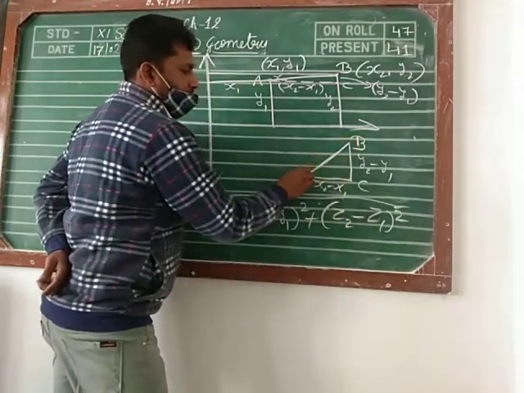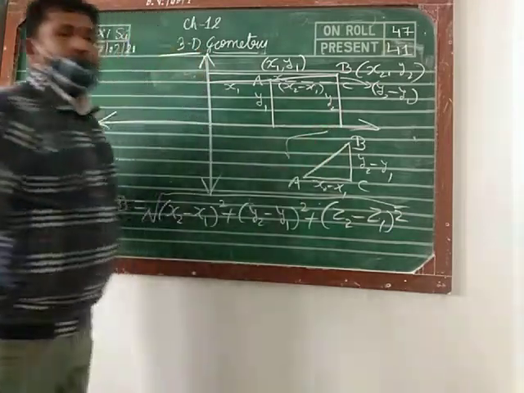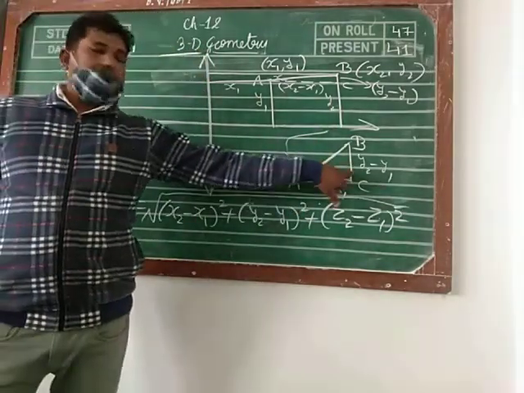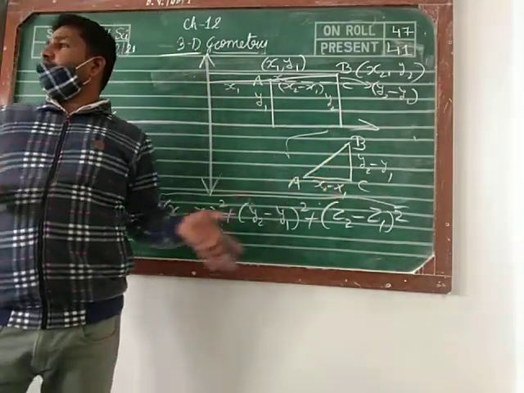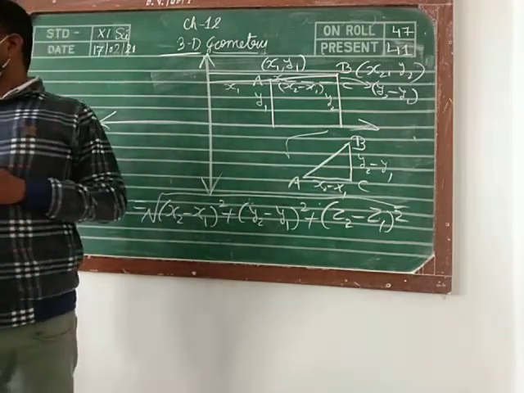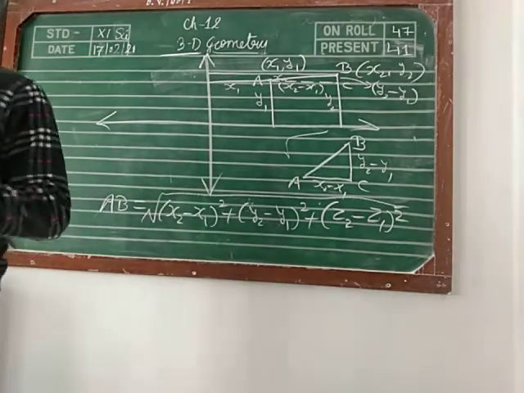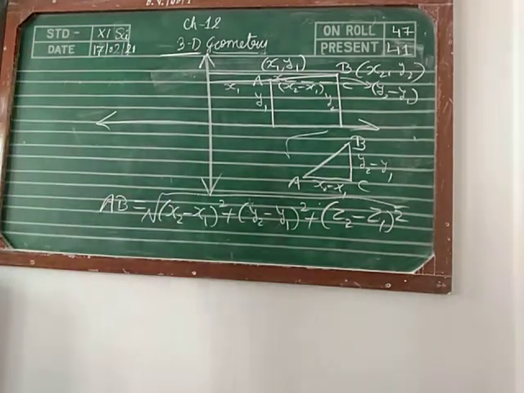Then we are able to get the distance between A and B as the square root of this square plus this square, which means we get the distance formula. This we have also done in class 10. Now we are going to solve the questions of class 11 on the basis of the distance formula.